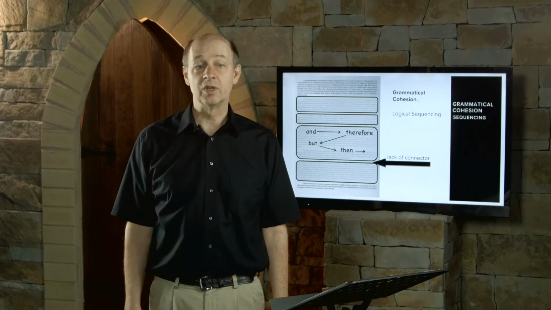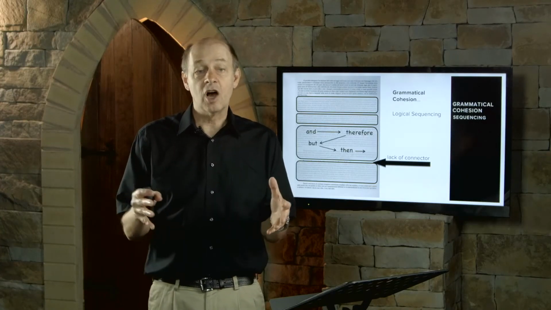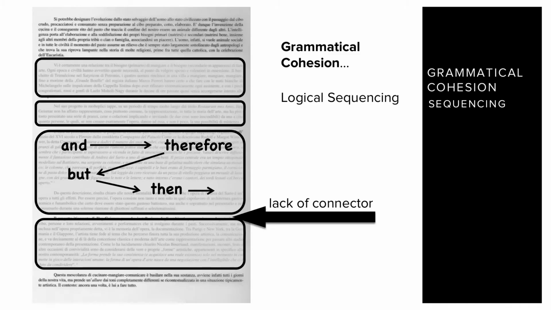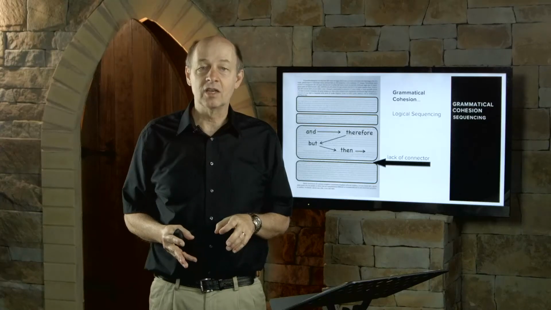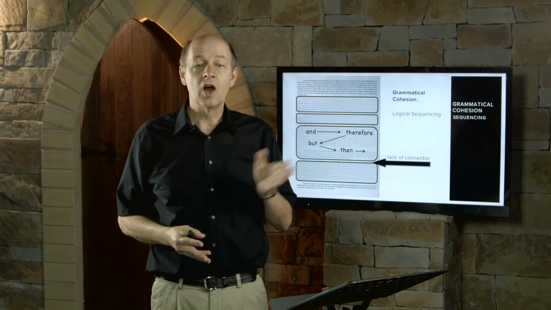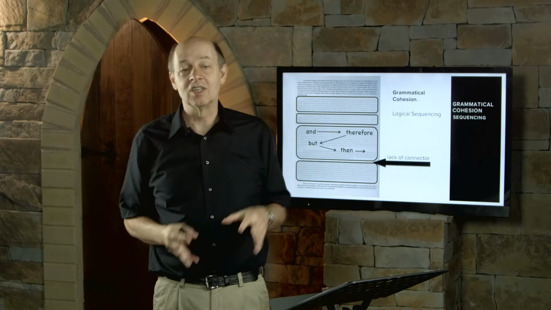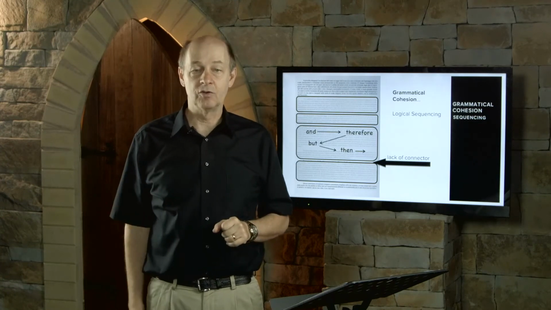With logical sequencing, we in English often use connectors like and, therefore, but, then to glue the sentences and concepts and thoughts together within a semantic unit such as a paragraph. Then often the lack of connector linking sentences together may indicate a boundary.